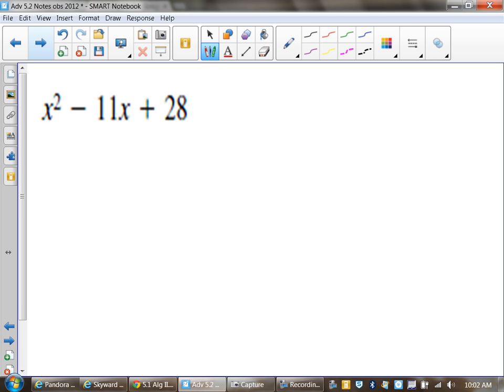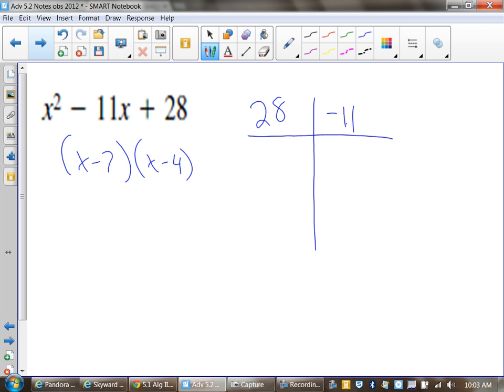What times what is positive 28 and adds together to get -11? -4 and -7. So you have x minus 4, x minus 7. Is this vaguely coming back to you? Remember, for most of these, when your leading coefficient is just 1, it's relatively simple. You're asking what times what is positive 28 to give you a sum of -11. Since you have a positive product and a negative sum, both values are negative.